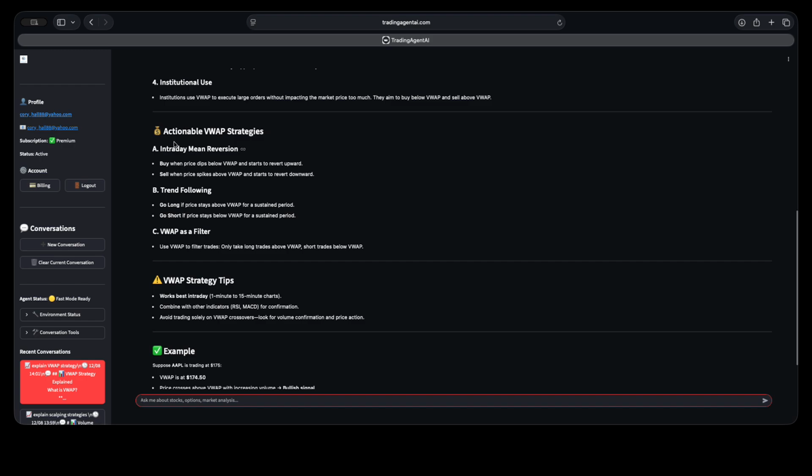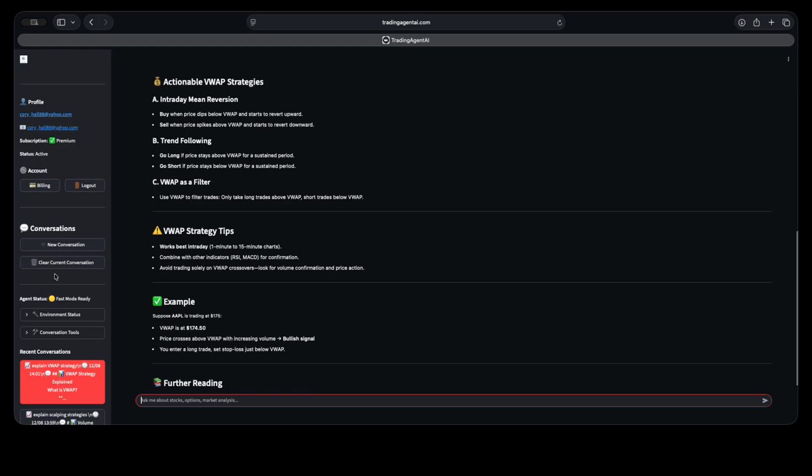Actionable VWAP strategy. First, intraday mean reversion: buy when the price dips below VWAP and starts to revert upwards, and sell when the price spikes above VWAP and starts to revert downward. Then trend following: go long if the price stays above VWAP for a sustained period, and go short if the price stays below VWAP for a sustained period.